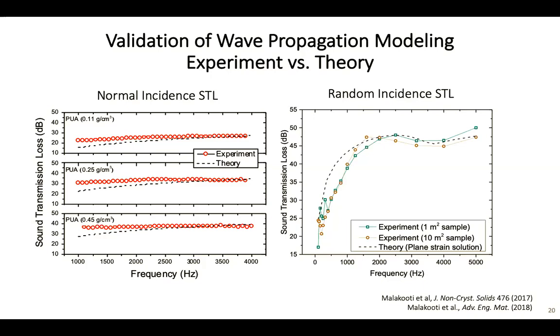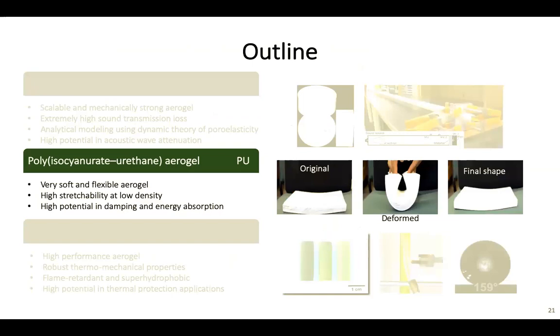So this is the end of the first part of my talk, and now I continue with the second part, which is related to polyisocyanate urethane aerogel, which is a derivative of basically polyurethane aerogel. It's a soft aerogel, a stretchable aerogel.